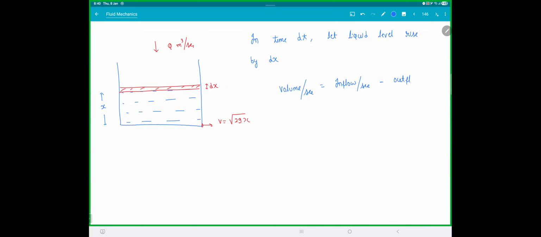This is outflow per second. So how much is net inflow? So this is your net volume per second in the container. This will be A dx by dt, because that is the liquid that increased. What is the inflow? Q meter cube per second. What is the outflow? a into V. Please check your equation. If you got this, physics part is done. A dx by dt is equal to Q minus a into root 2gx.